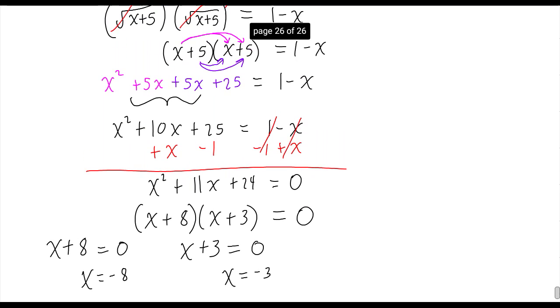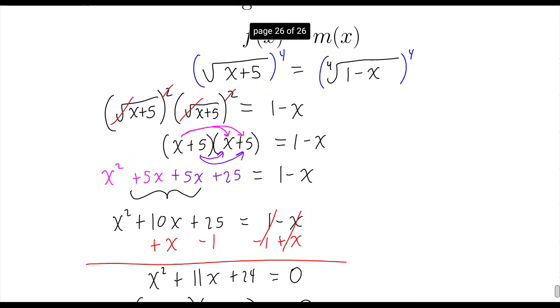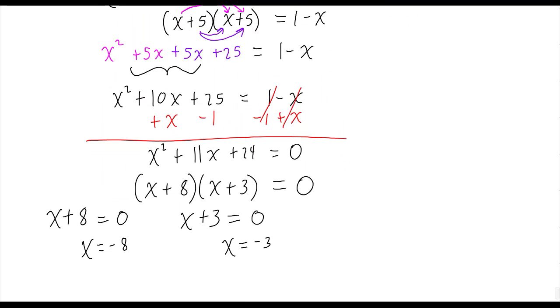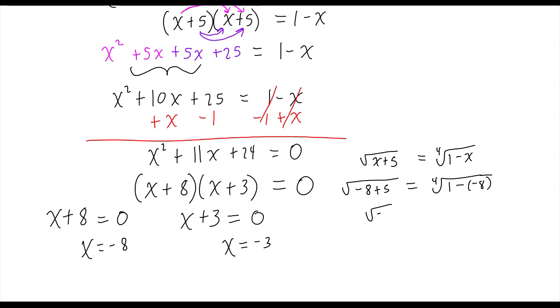Okay, so I'll go back to my original problem here. Write it down. The square root of x plus 5 equals the 4th root of 1 minus x. Okay, let's plug them in, starting with -8. -8 plus 5 is equal to the 4th root of 1 minus -8. That's going to give me the square root of -3 is equal to the 4th root of 9.